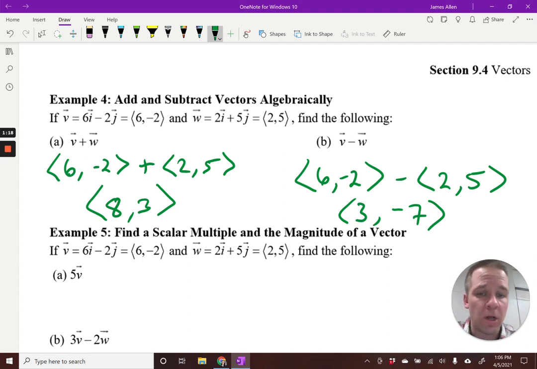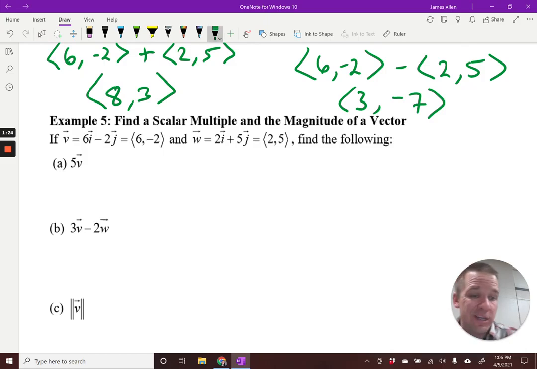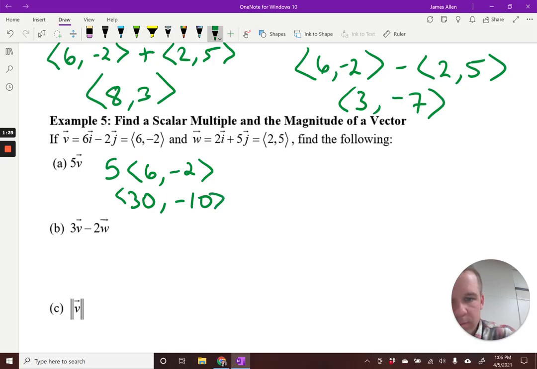Now let's find a scalar multiple and a magnitude of a vector. So we have that scalar form. We have the 5 here, and think of it as just distributing through. That's how it's going to mathematically work out. So what we'd have here is 5 times <6, -2>, so I'd have <30, -10>. You can also write these as 30i minus 10j, with a little hat. That's fun.